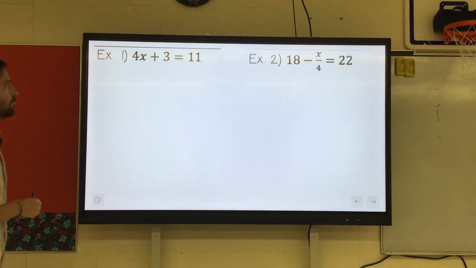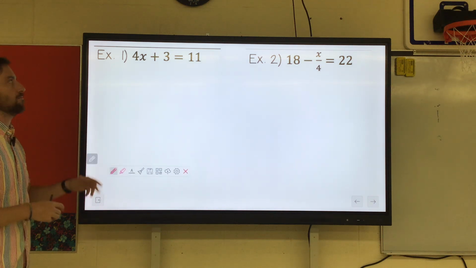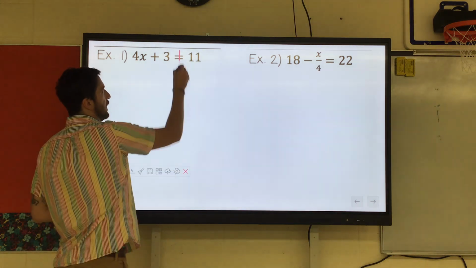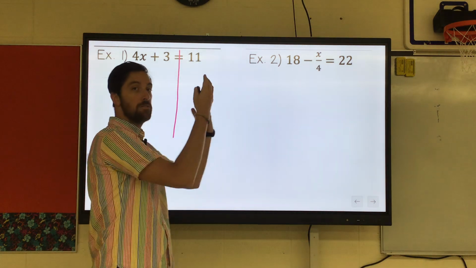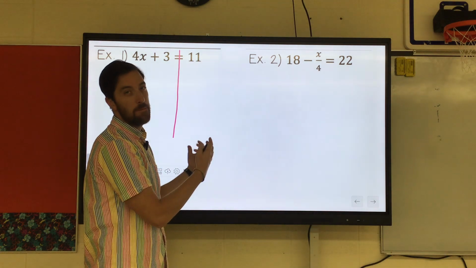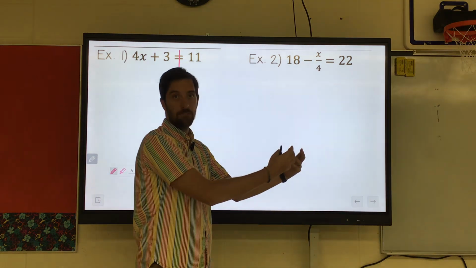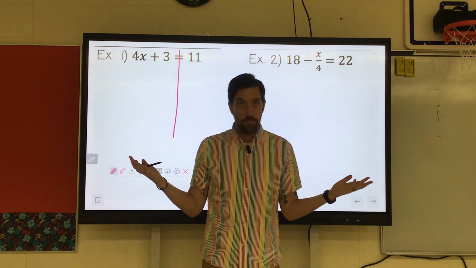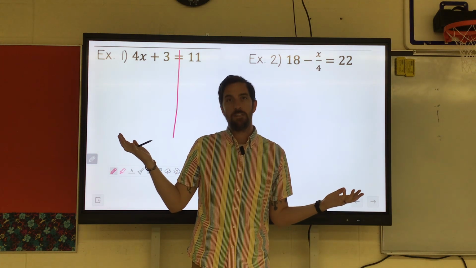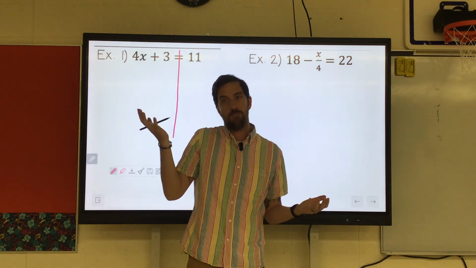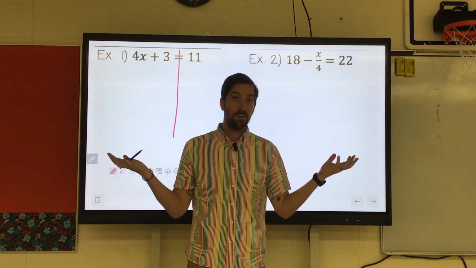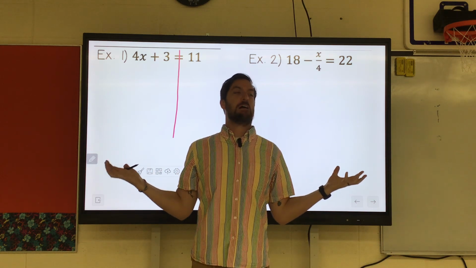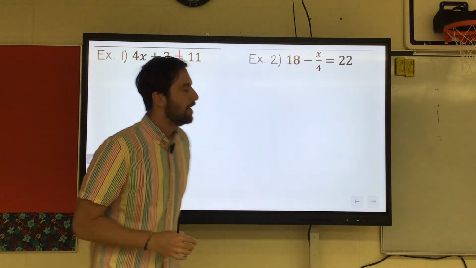Now, if you look at example 1, we have 4x plus 3 equals 11. Some people find it helpful to put a line down the equal sign, and they say if I do something to the left side of the equation, I have to keep it balanced by doing the same thing on the right side. Like if I was on a balance beam, you put a 10-pound weight in this hand, I'm going to tip. But if you put a 10-pound weight here and a 10-pound weight here, I should, in theory, stay balanced.